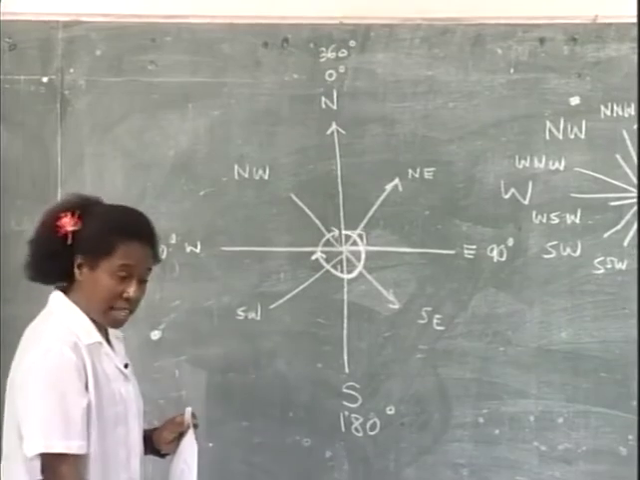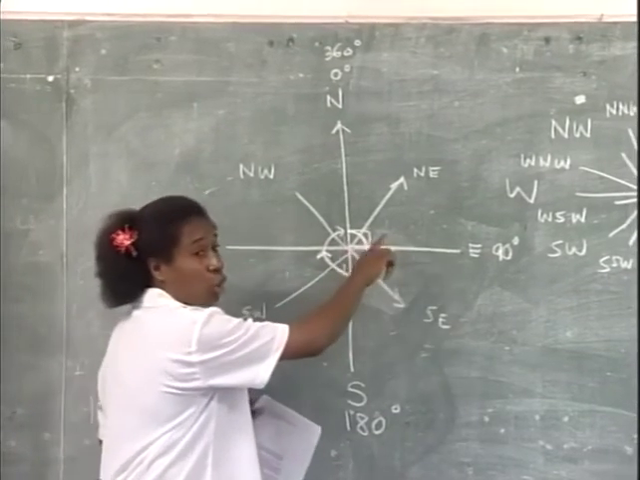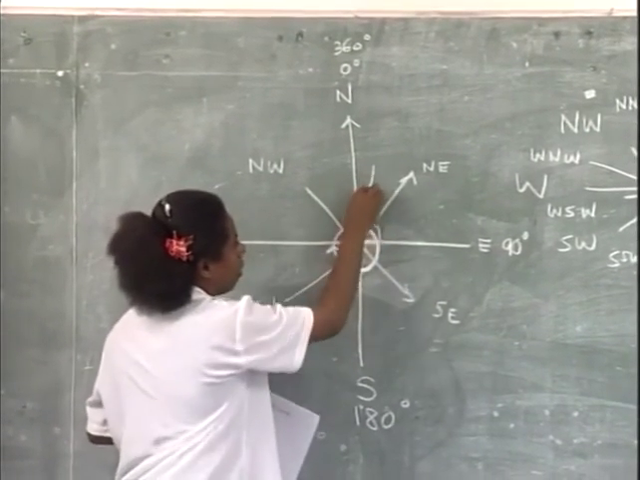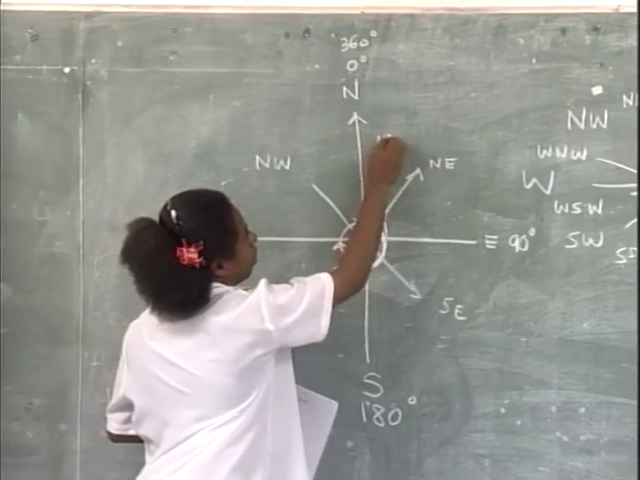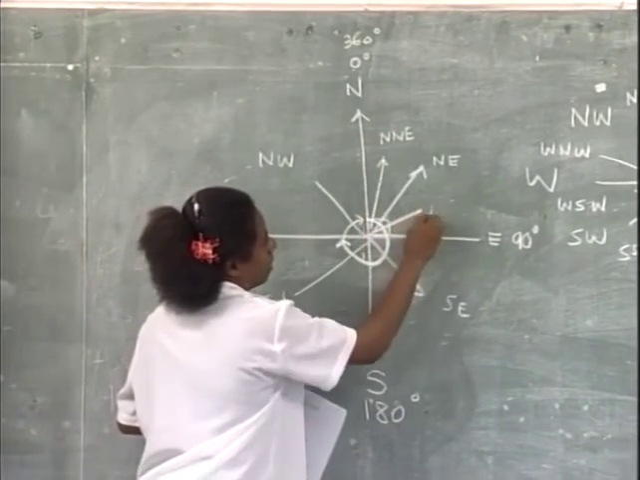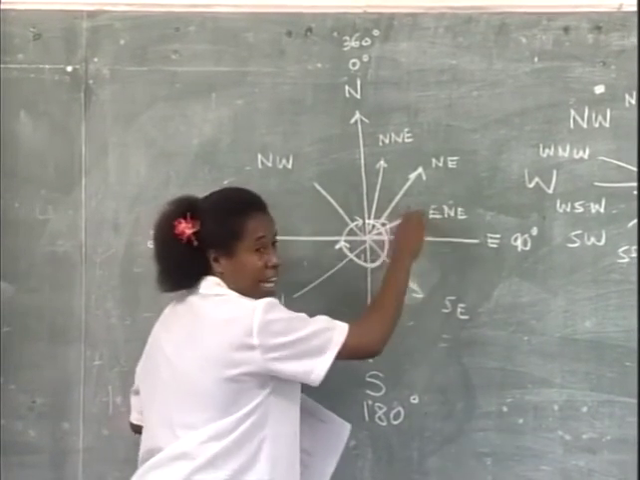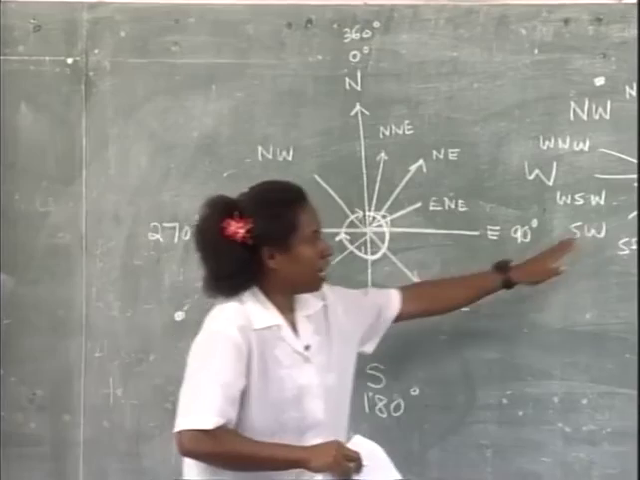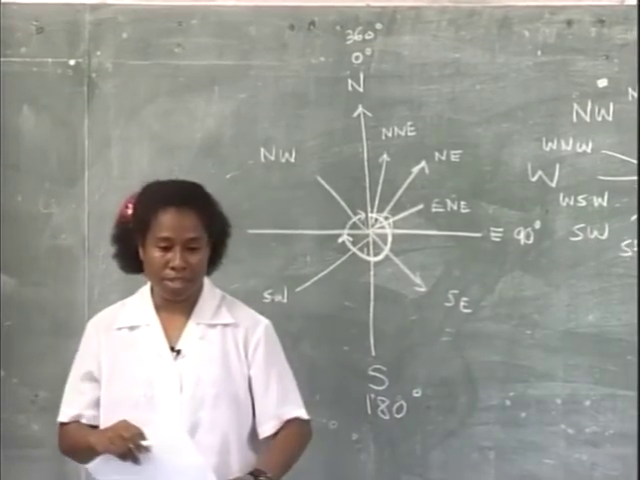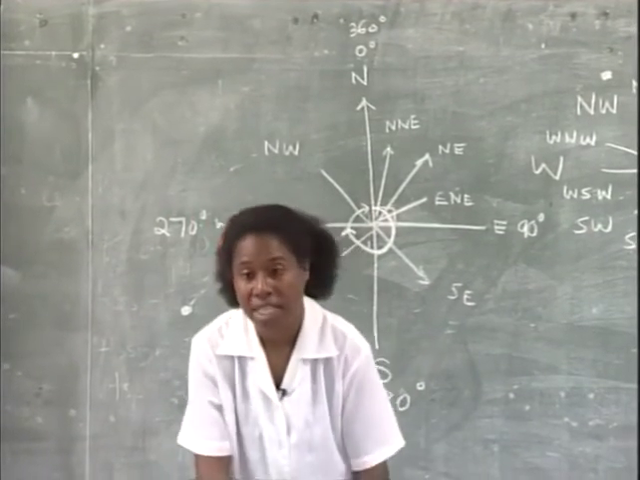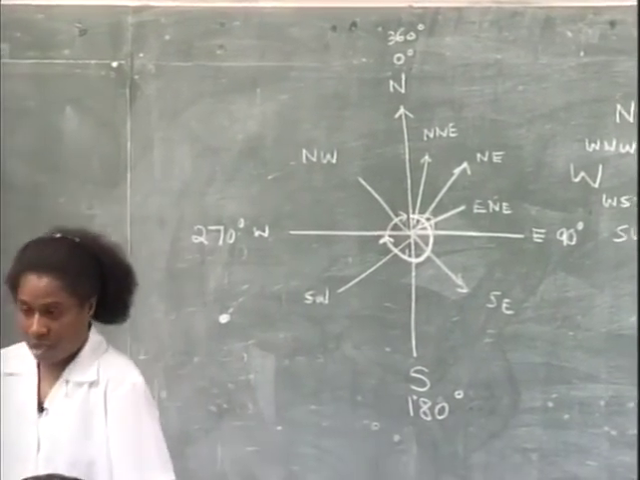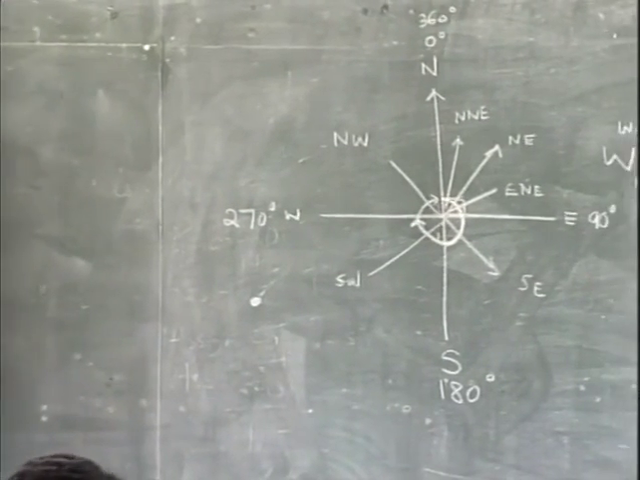When you have done that, I'd like you to also include the bearing of the north-northeast, east-northeast, and so on, until you have completed the 16 points of a compass. You may use your calculators to help you do the work quicker.